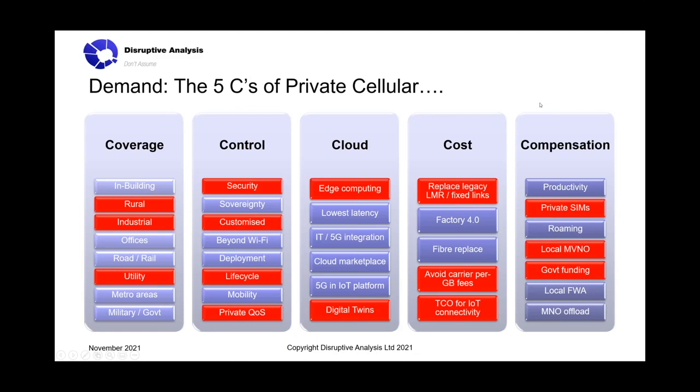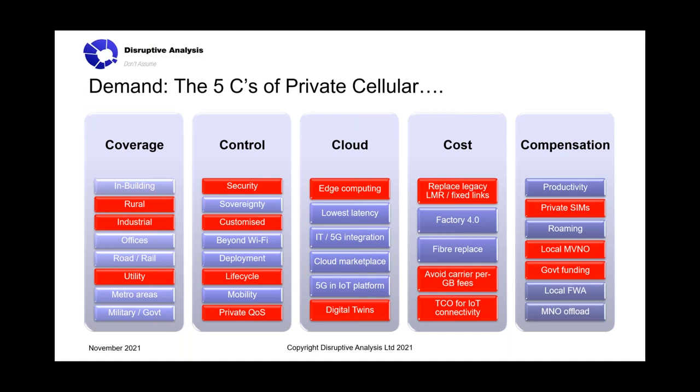So why would companies want private networks? I've highlighted in red the ones which I think are particularly relevant to this industry. I'd say there are, if you like, the five C's. The most obvious one is coverage. Public cellular only has limited coverage, especially for 5G. And even for 4G, in a lot of places there's either thin coverage, unreliable coverage or expensive coverage, and particularly in buildings, perhaps less relevant for some of the sectors here.